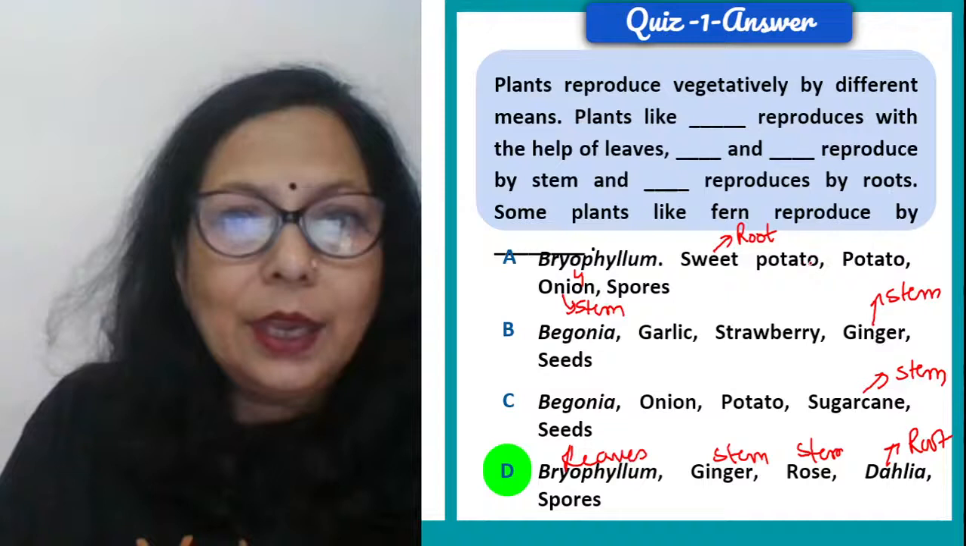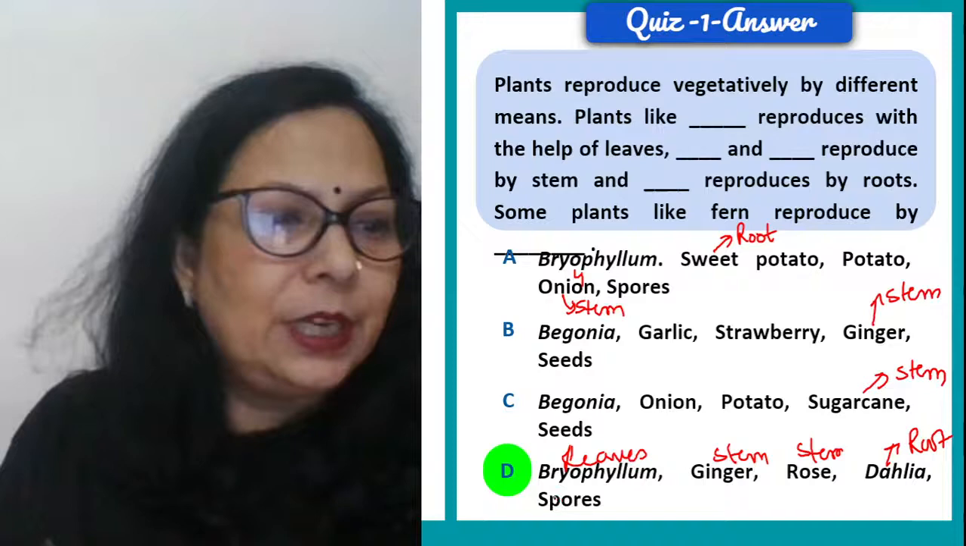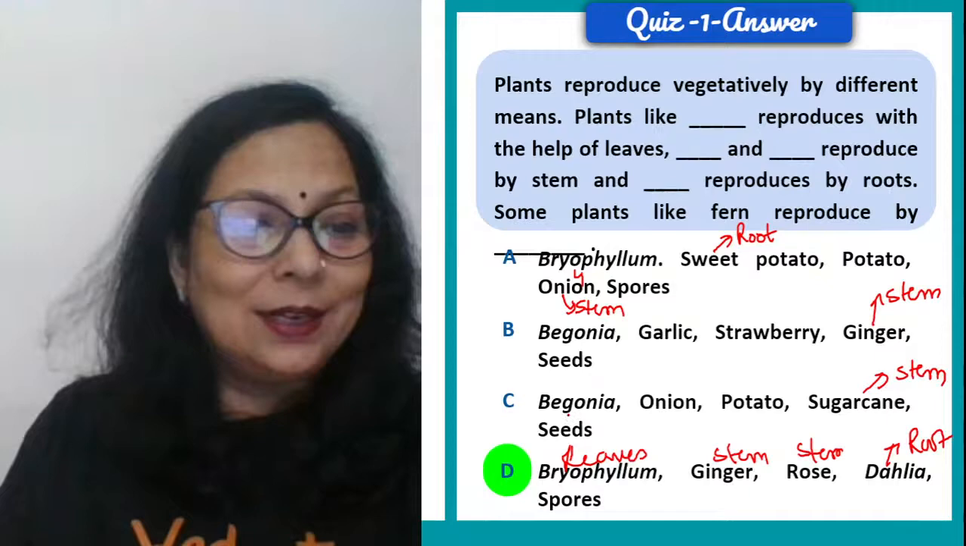In A, what was wrong? Onion and sweet potato were wrong. Hence option D was correct. So Asmita, no, not the crying face. It should be happy. I've learned one thing new.